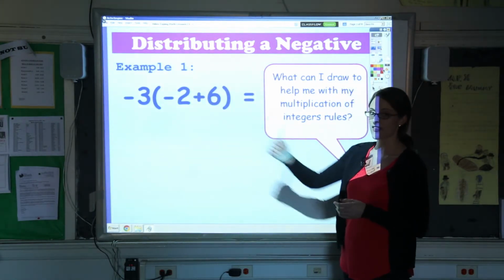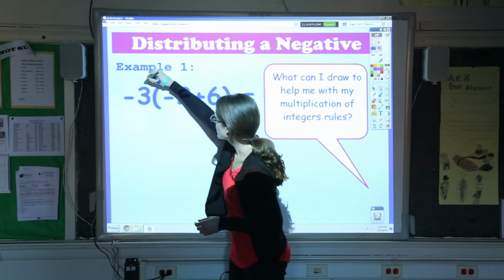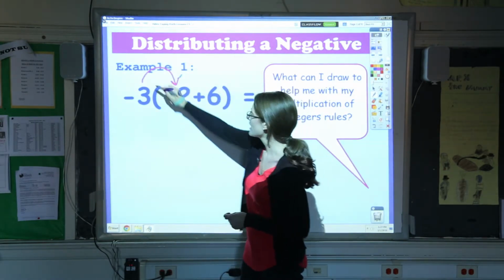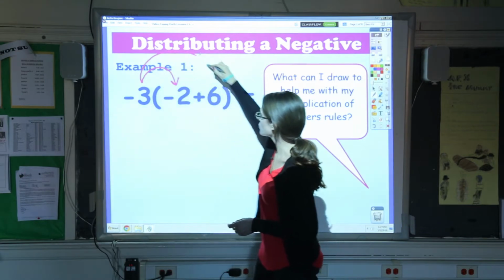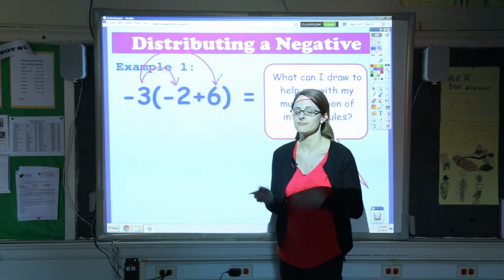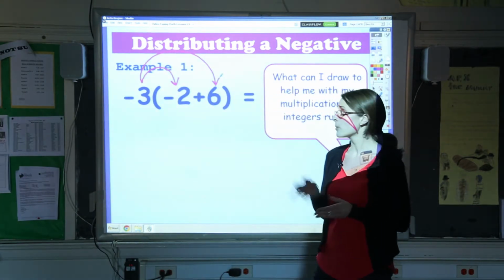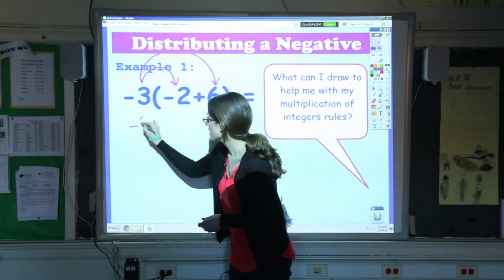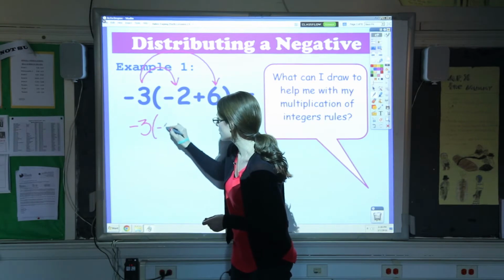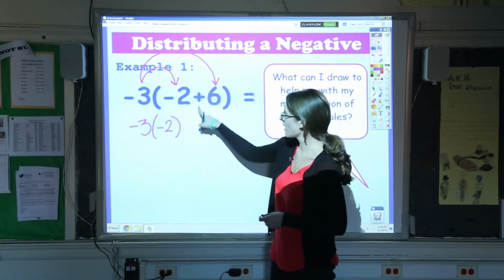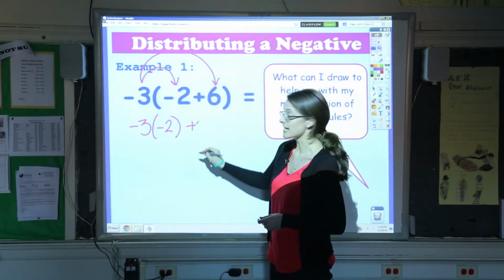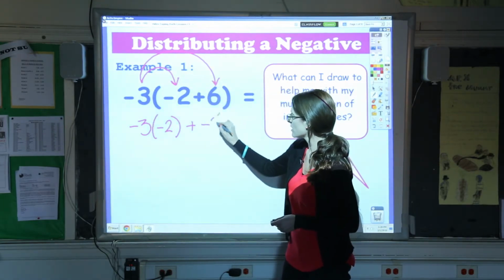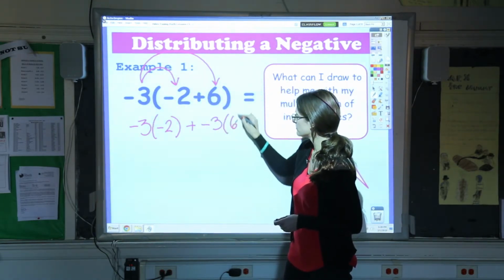Again, that -3 is on the outside, so that -3 wants to distribute to the -2. Please draw arrows with me. And the -3 also wants to distribute to the 6. The arrows are very helpful, but we should actually show that work underneath the problem. So the -3 is multiplying by the -2. Bring down the plus sign. And again, the -3 was multiplying by the 6. So we're going to write that as well.